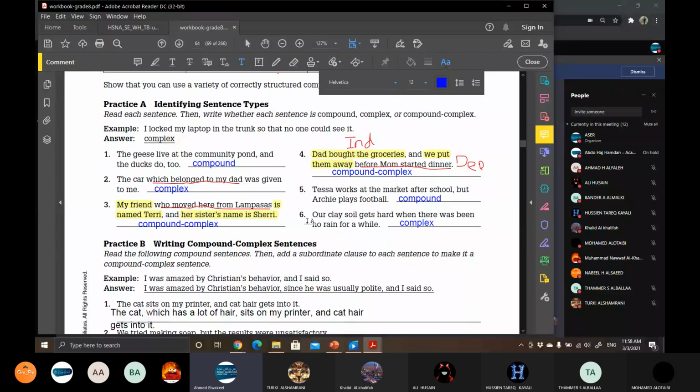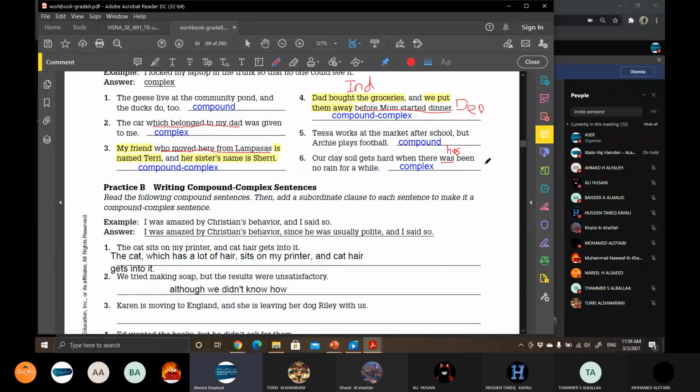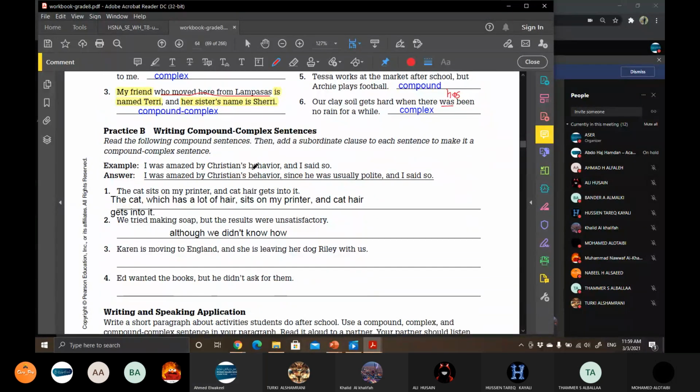There is a grammatical mistake in this sentence. Can anyone find it? Instead of was, something else. Have, had. No, rain is singular, so has. Nice. Because you have here a past participle. You can either omit been and say when there was no rain for a while, or when there has been no rain for a while. Nice, Hassan.